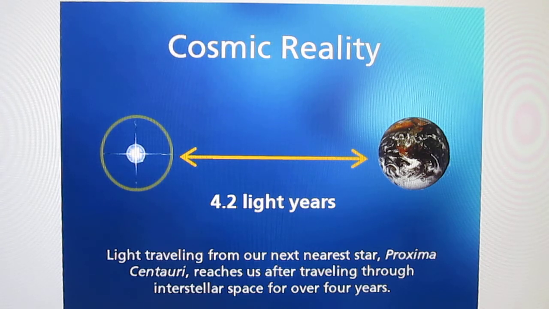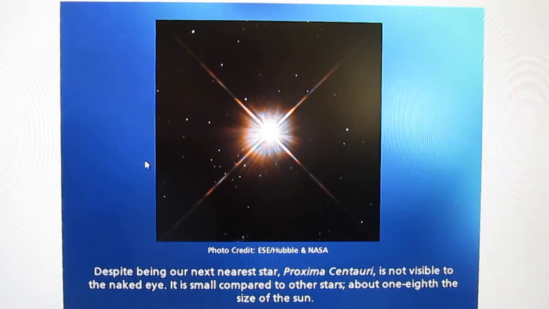Again, Proxima Centauri is not visible to the naked eye. It's small compared to other stars and about an eighth of the size of our sun, but it's 25 trillion miles or 4.24 light years away.